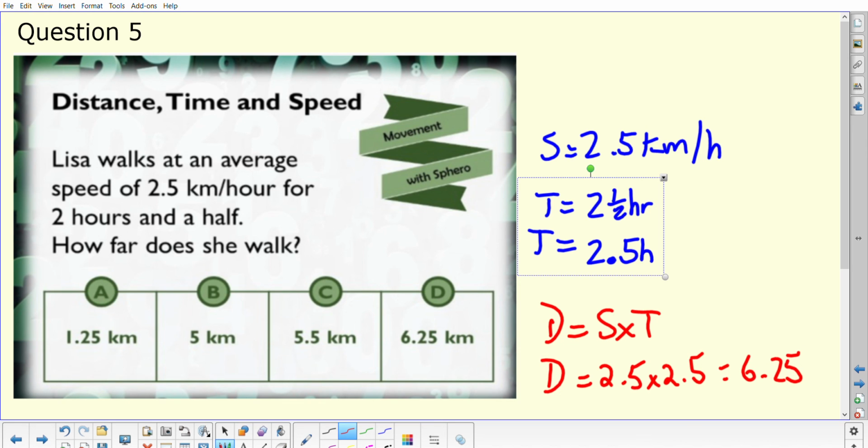What are the units going to be here? Well, our speed was kilometres per hour, our time was hours, so the hours kind of cancel each other out, so it's kilometres that you're looking for, so answer D. So that's all the answers. If you can, check your working, check that you've done them correctly.